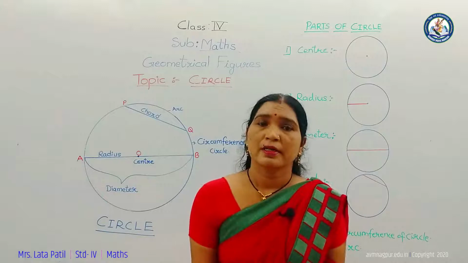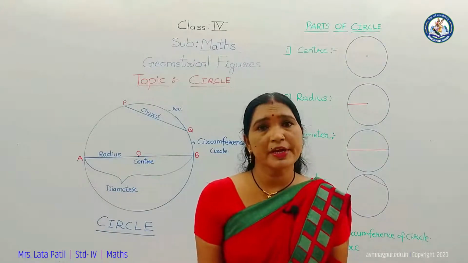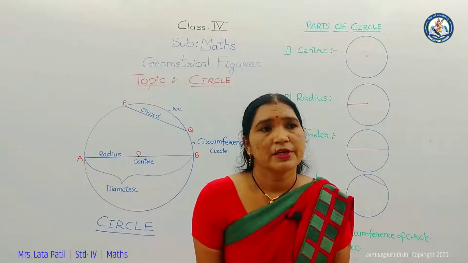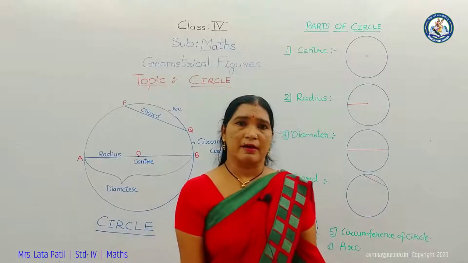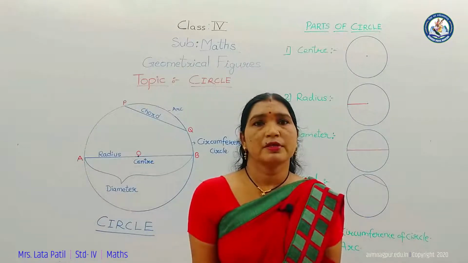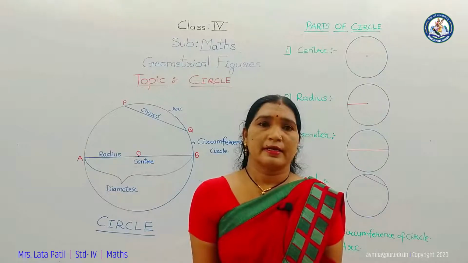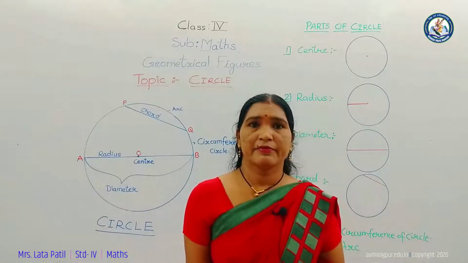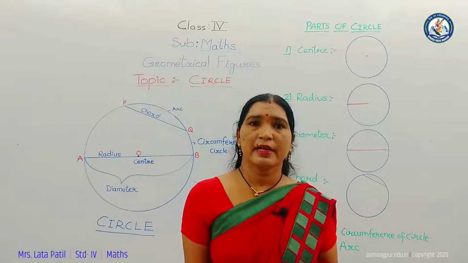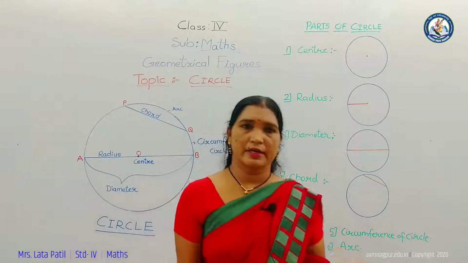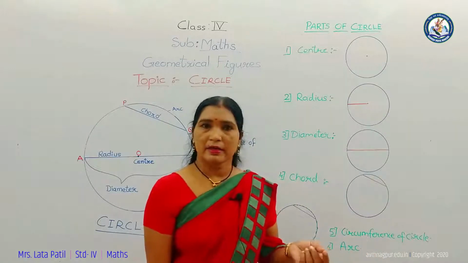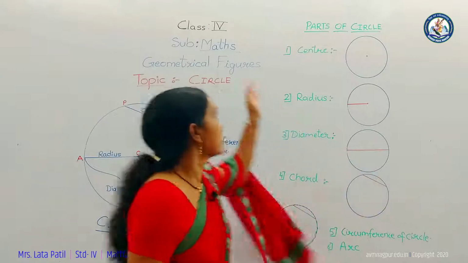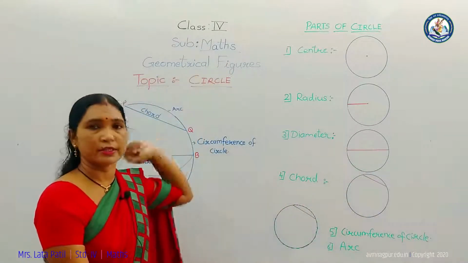Now, before going to circle, I want to know what is the meaning of geometrical figures. Can you tell me what is the meaning of geometrical figures? Yes, geometrical figures are the terms such as point, line, standing line, sleeping line, then curved line. In mathematical language, it is called horizontal line, vertical line. The figures such as circle, triangle, then rectangle, square, oval, cylindrical, all these terms come under geometrical figures.